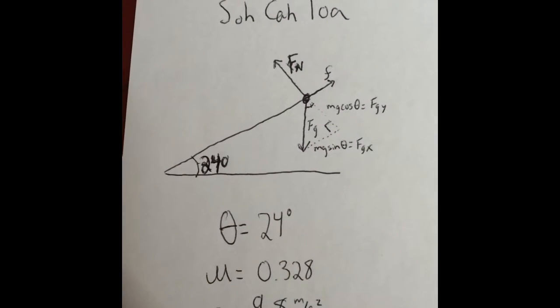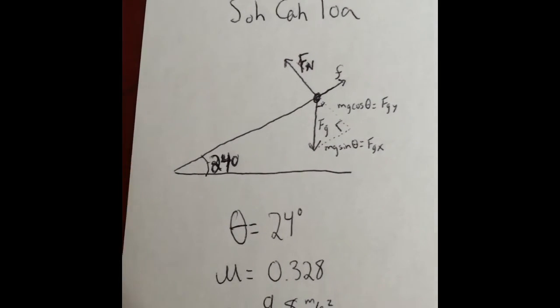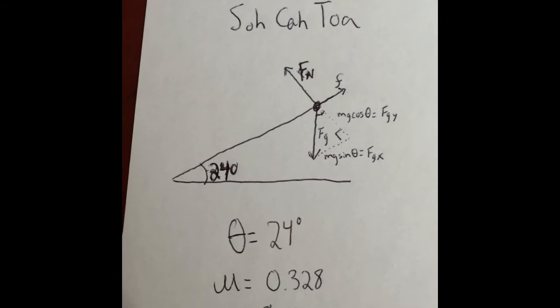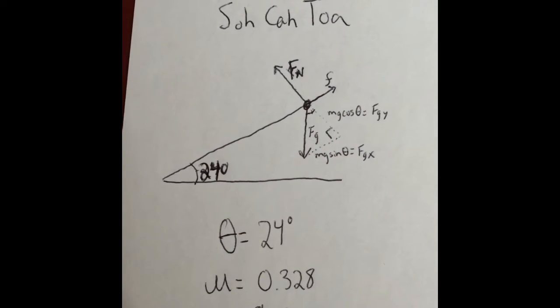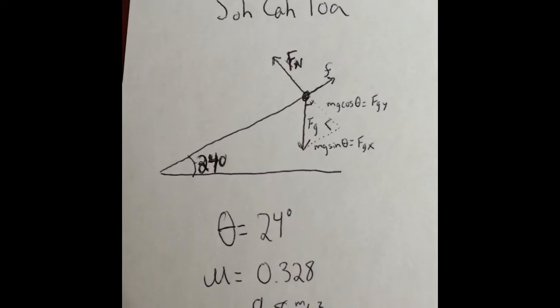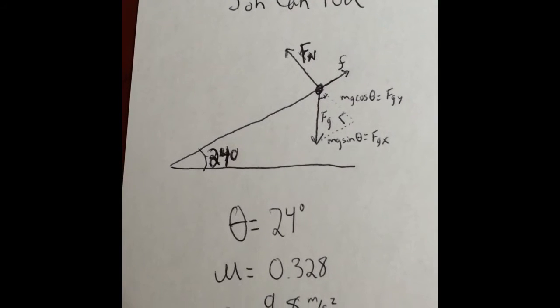In this example, Dagan places a brick on a wooden board and inclines the board at 24 degrees above the table. The coefficient of friction between the brick and the board is 0.328. We're being asked to determine the magnitude of the brick's acceleration. The first thing we need to recognize is that the force of gravity is being split in the x direction and in the y direction.